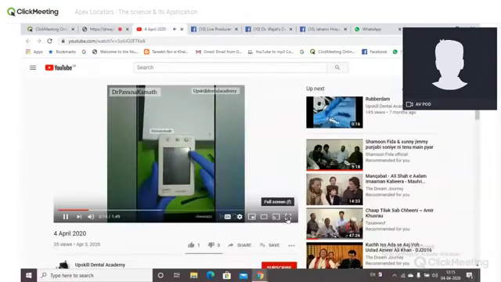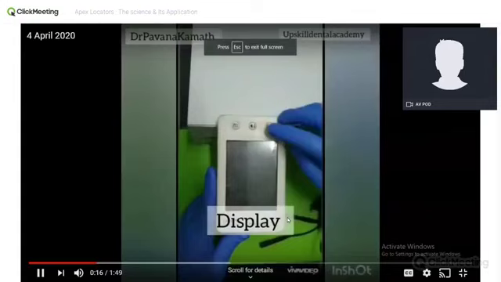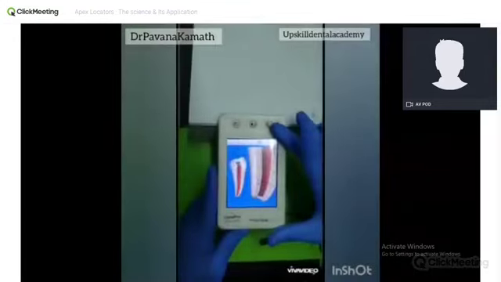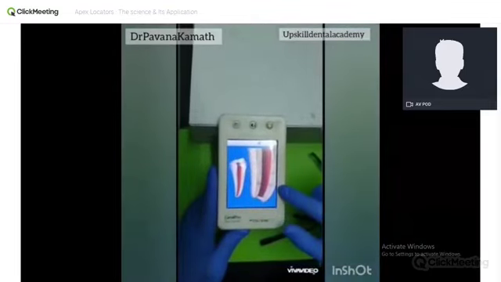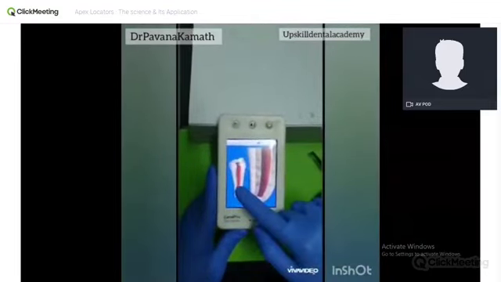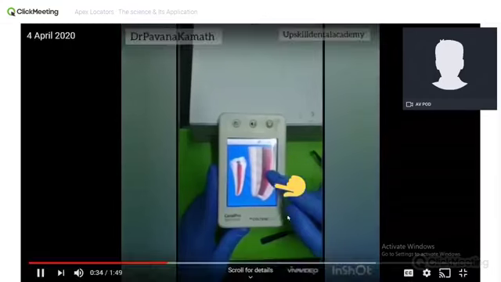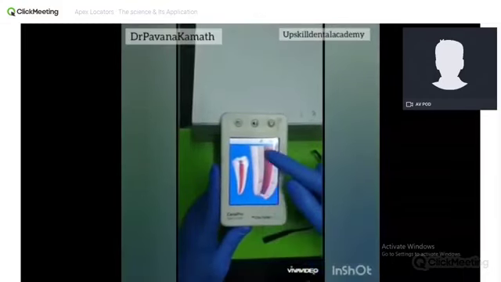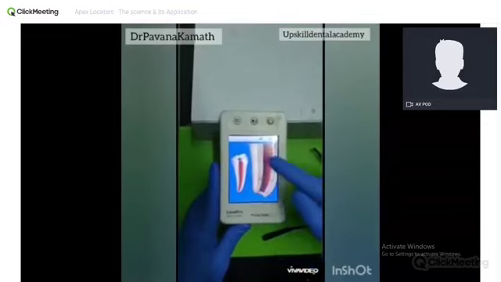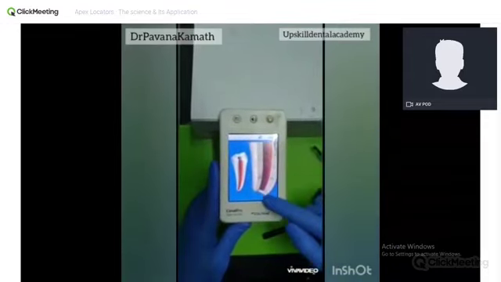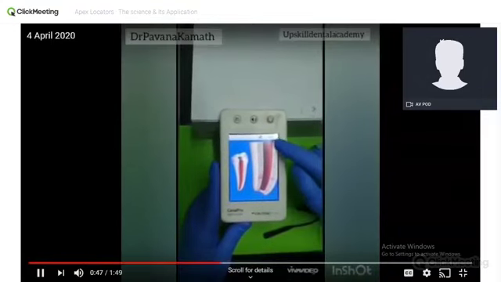Display. When you switch on the Apex Locator, you can see the display. This display will show you two images in this particular piece. The one to the left shows the tooth into which the file would be inserted, and the one to the right is a magnified apical third image into which, as the file progresses, you can clearly observe it on the graphic display. The numbers 2, 1.5, 1.5 and 0 are just an indicator of how close it is.